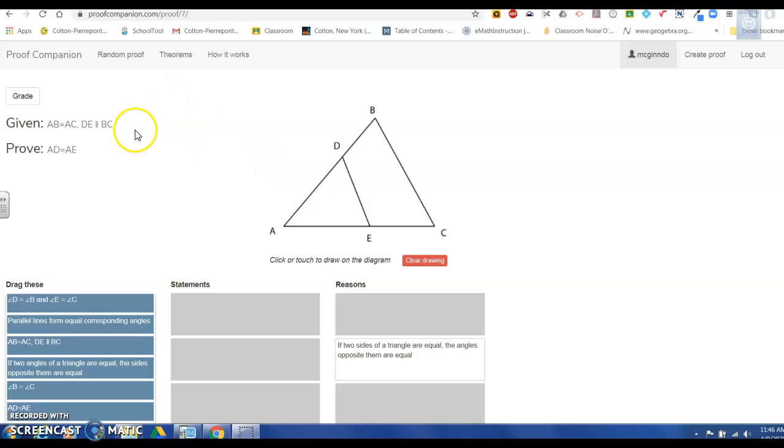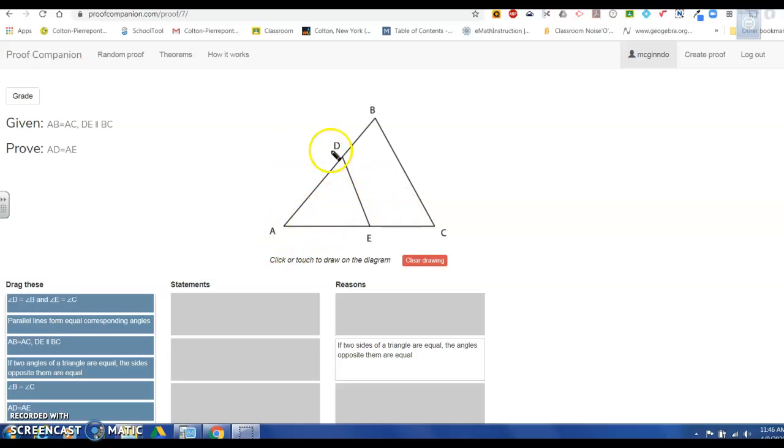All right, so this is what you'll get: a link, and it'll take you to a proof. I did this particular proof just so that we have something to practice on. This isn't one you're going to have. So we are given that AB is equal to AC and DE is parallel to BC, and we have our diagram over here.